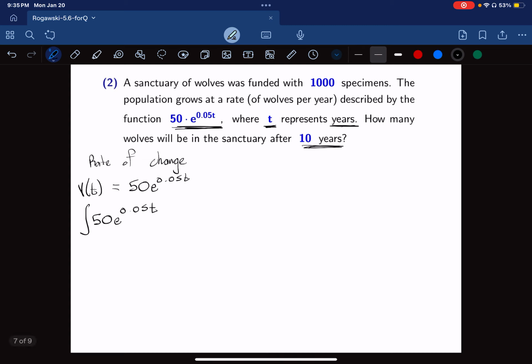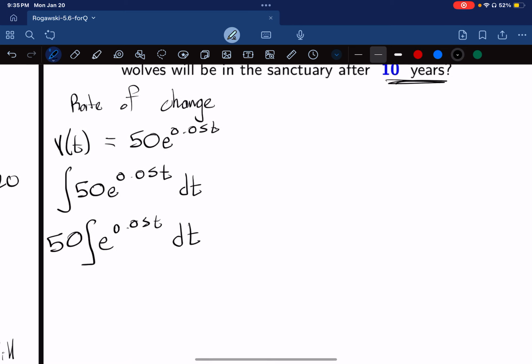Now, a very easy way to break up this integral is through removing the constant. So we're just going to bring the constant of 50 outside of the integral. And when we do that, we get an integral of e to the 0.05t. And I forgot this in the original one, but it is in respects to t. So we're just going to have dt at the end of this equation.